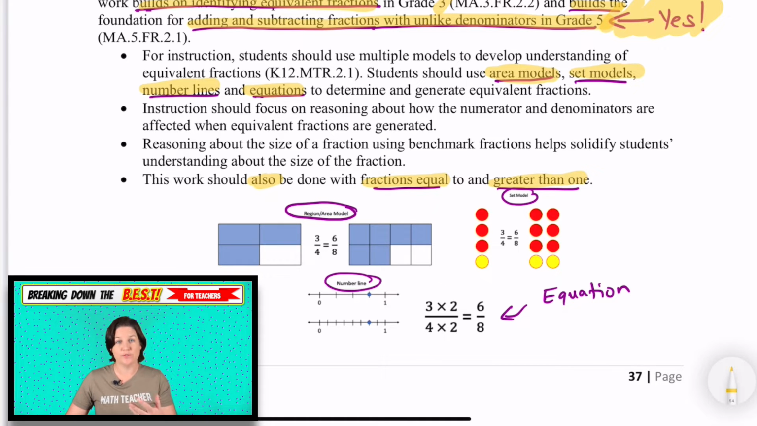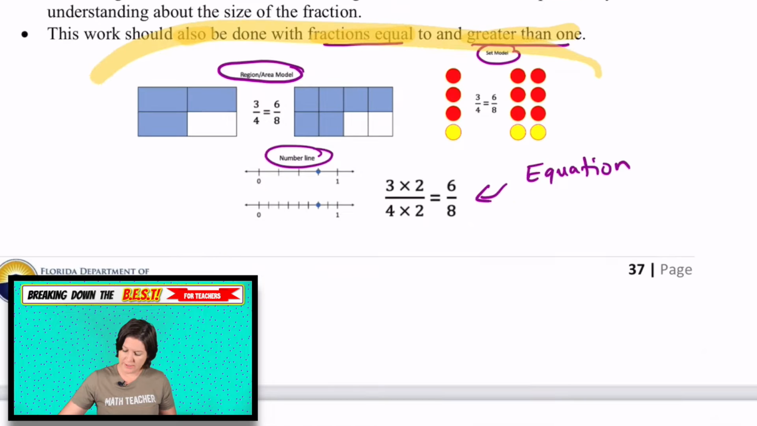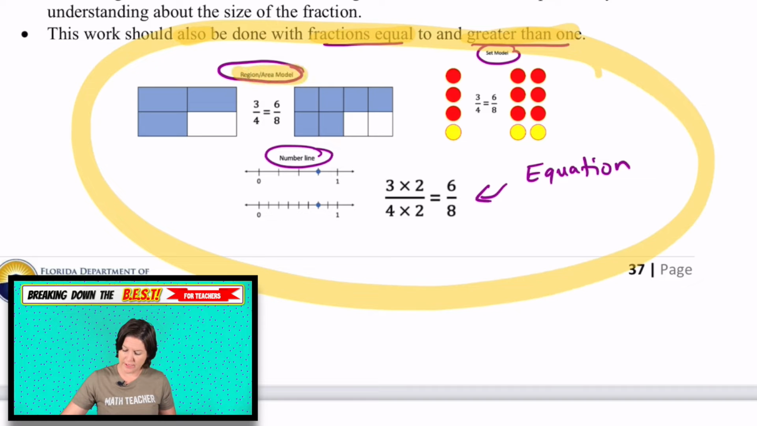It can also be less than 1 too, but make sure we're getting fractions less than 1, fractions equal to 1, and fractions that are greater than 1 involved. Here again is how we are breaking down area models, equations, number lines, and sets. Also another equation, where we're multiplying the numerator and the denominator by 2 to generate that equivalent fraction.